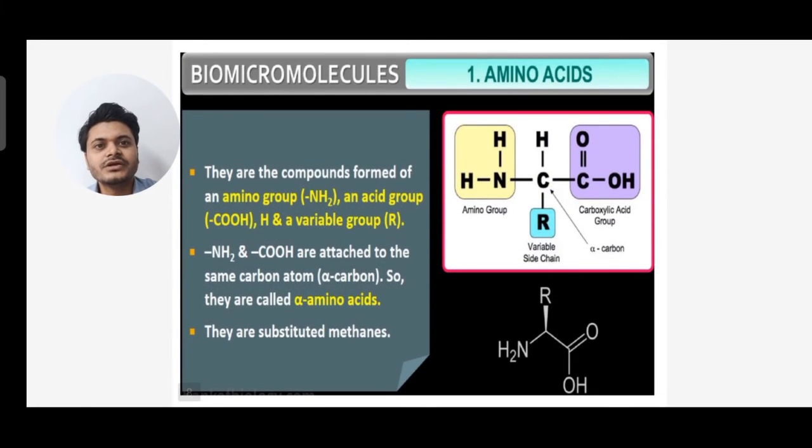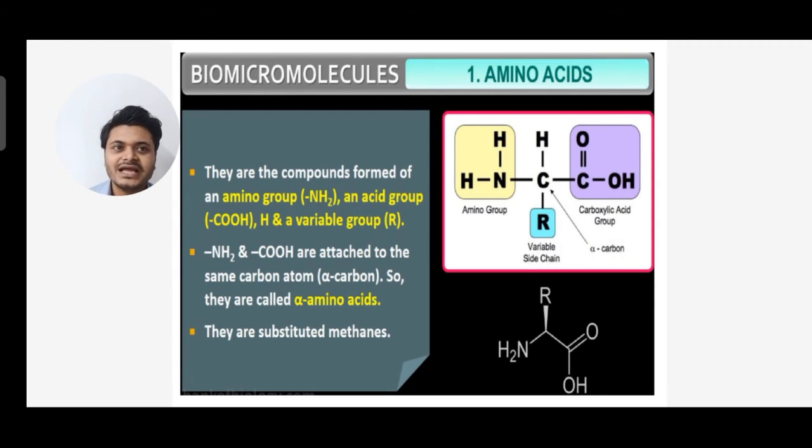So in the biomolecules portion, we'll start first with amino acid. All right, so amino acid is the unit of protein. You can see on the right-hand side the structure of amino acid is given. We know that carbon has 4 hands, isn't it? So here carbon is there and 4 radiating hands are there.